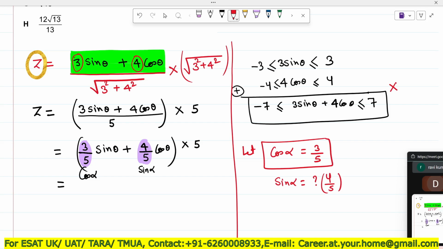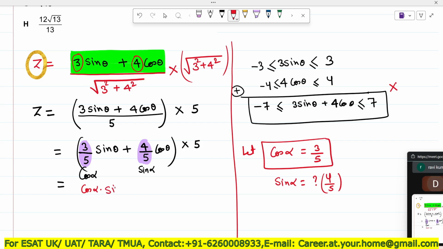Whenever you do the division by the square root of the squares of their coefficients. Now the value will be 5 here? No, see, this square root of 3 square, that is 9, plus 4 square, 16. 9 plus 16, 25. So the square root of 25 is 5. Okay, yeah, this part I get. Okay, please continue.